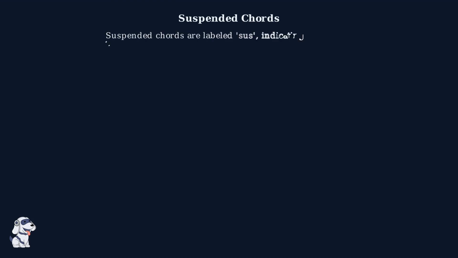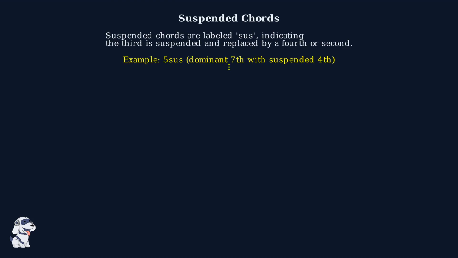Suspended chords are denoted with the sus label, where the third degree of the chord is suspended and replaced by either a fourth or second interval. For example, 5 sus represents a dominant seventh chord with a suspended fourth.